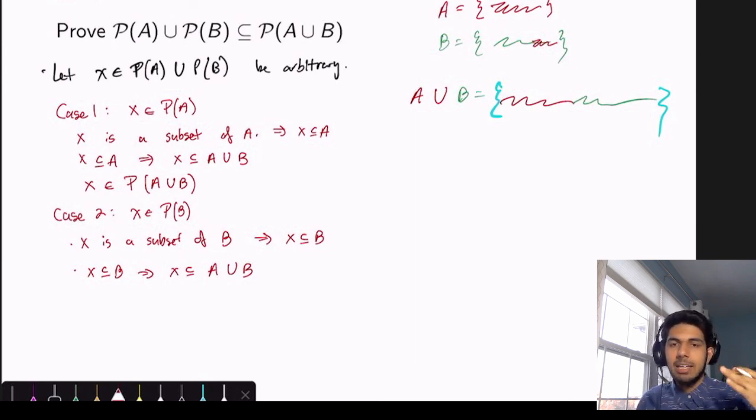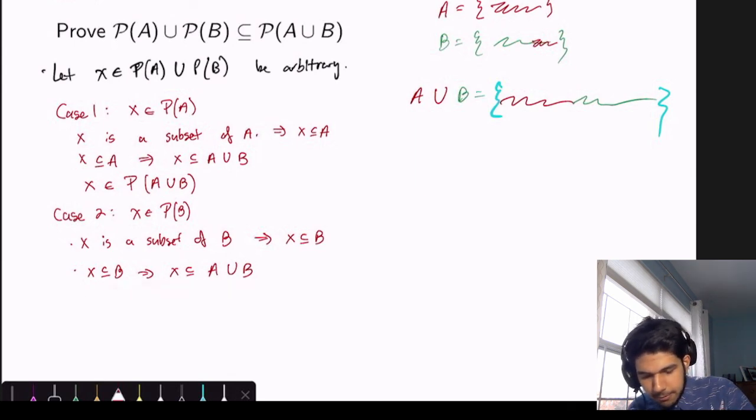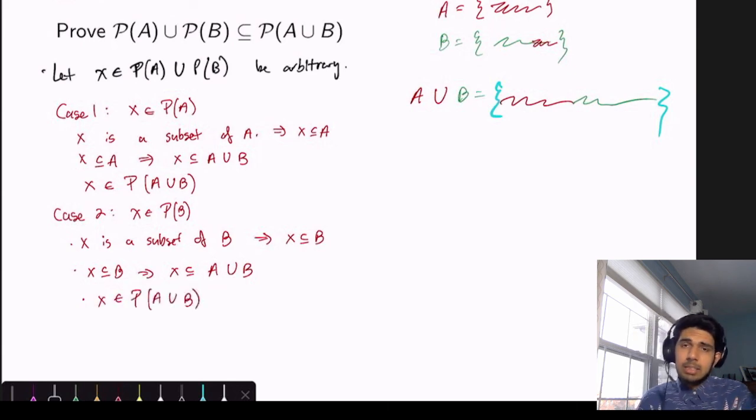When we form A union B, we're only adding more elements to B. We're not taking any away. Similarly, we're only adding more elements to A. We're not taking any away. So that's why this property holds. And then we can follow that X must be an element of the power set of A union B. And that completes the proof. We've taken both cases and we've shown that it's an element of the right-hand side.